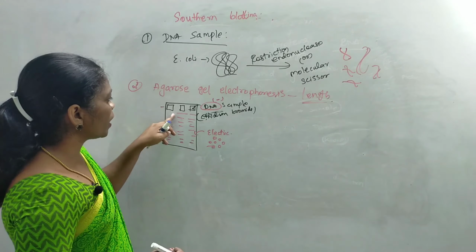If my probe has to go and bind here, we already prepared a probe complementary to this strand. So this is the probe. If I want my probe to go and attach to the target DNA sequences, this strand should be single stranded. If it is double stranded, the probe cannot attach to the DNA sample. Fragments of DNA should be separated into a single stranded structure.